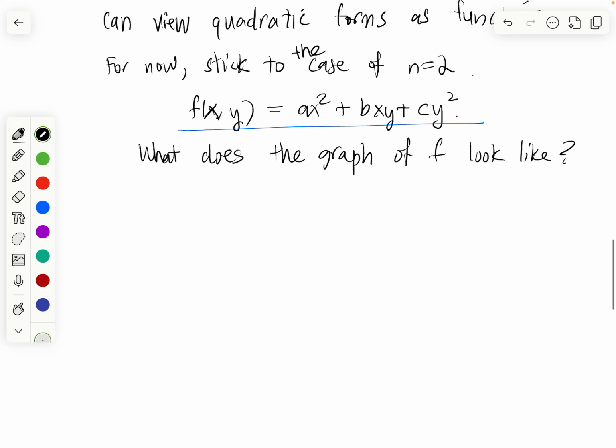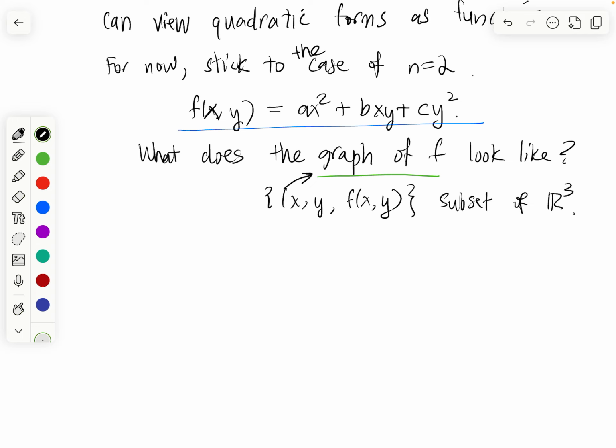So remember what you're doing when you're taking the graph of a function f, what that is, you're looking at all the points in three-dimensional space of the form x comma y comma f of xy. That's what the graph of f is. So this is a subset of R3, right? It's a subset of three-dimensional space. Now let's look at an example.